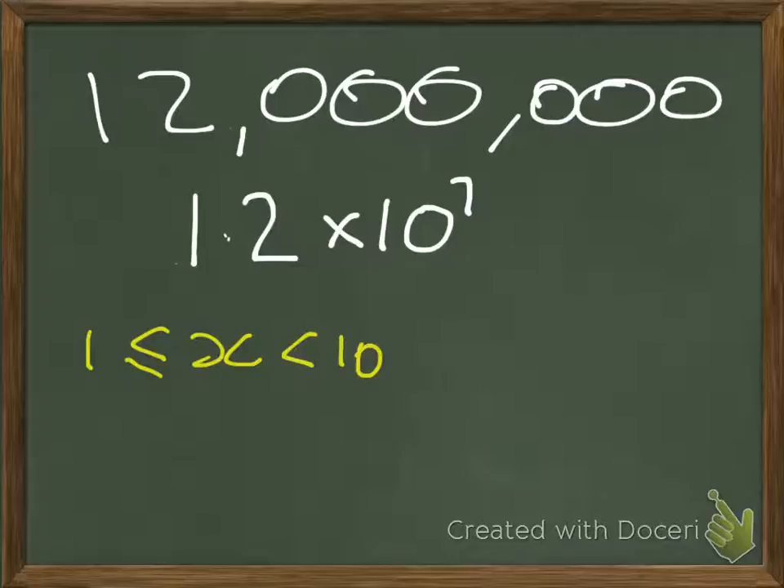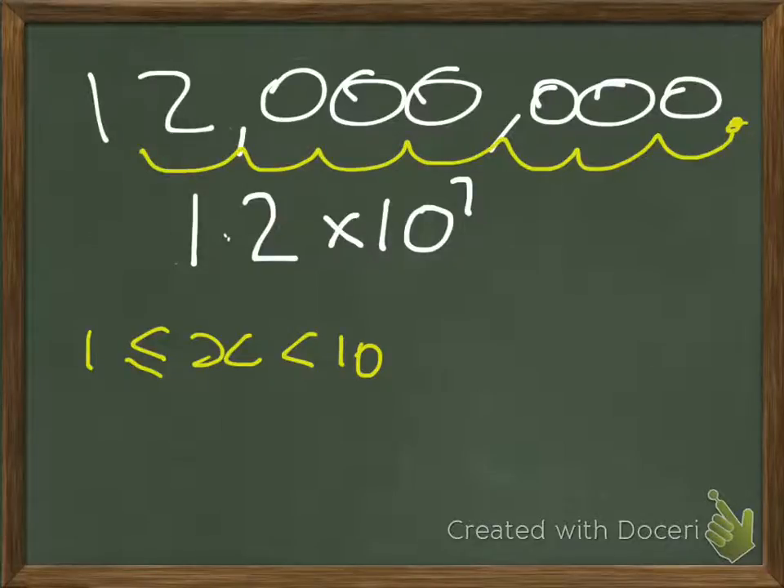In this case it's 7, because if we think about where the decimal point started at the very end of the number, in order to get between the 1 and the 2, it's moved 1, 2, 3, 4, 5, 6, 7 places. Or rather, the number has moved 7 places with respect to the decimal point. So we get 1.2 times 10 to the power of 7. Now, this is for very big numbers.